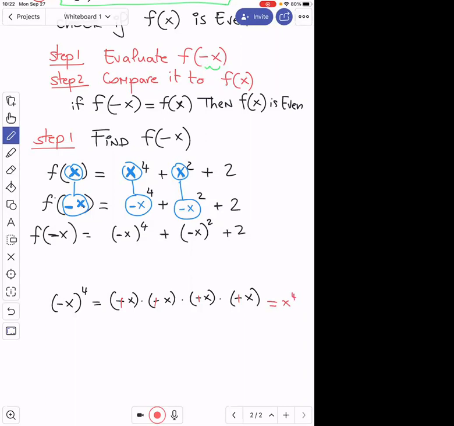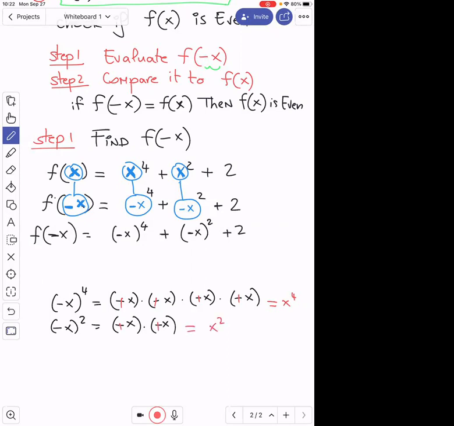The same for negative x squared. Negative x squared is negative x times negative x. Negative times negative again is positive, and so the answer is just x squared.